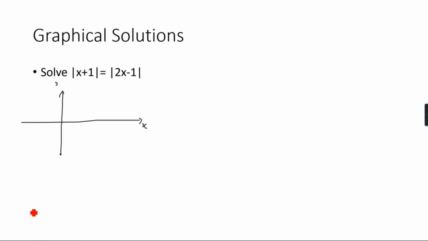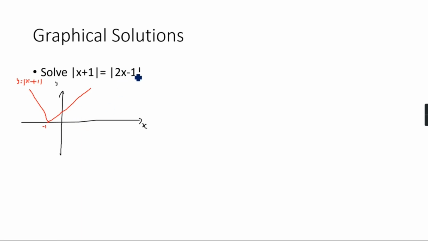So I'll do this in a different color. The graph of modulus of x plus 1 therefore looks like this. Bounces off here at negative 1. So I'll say that's the graph of y equals modulus x plus 1. How about the graph of modulus of 2x take 1? Well, the graph of 2x take 1 would cross negative 1 on the y-intercept and also come up with a steeper gradient, because there's a 2 in front.